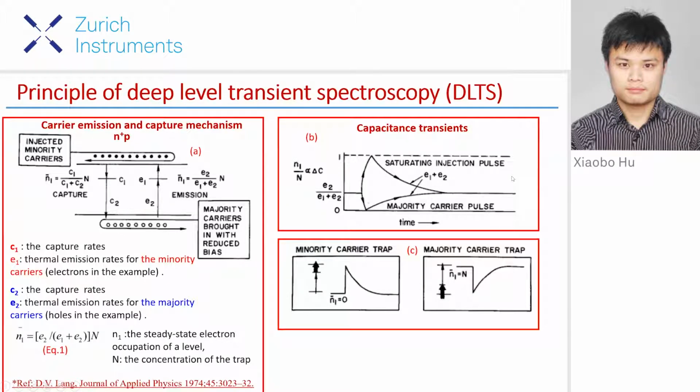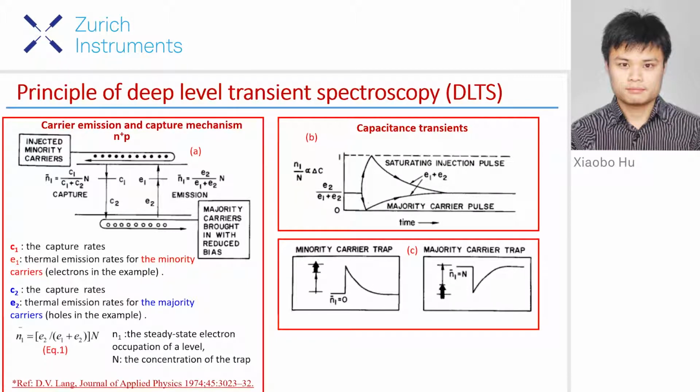As shown in figure B, the capacitance change is caused by using the bias pulse to introduce carriers, and thus change the electron occupation of a trap from the steady state. As this population returns to equilibrium, the capacitance returns to its quiescent value. For the simple linear rate equations 1, the transient is an exponential function of time with a rate constant equal to E1 plus E2.